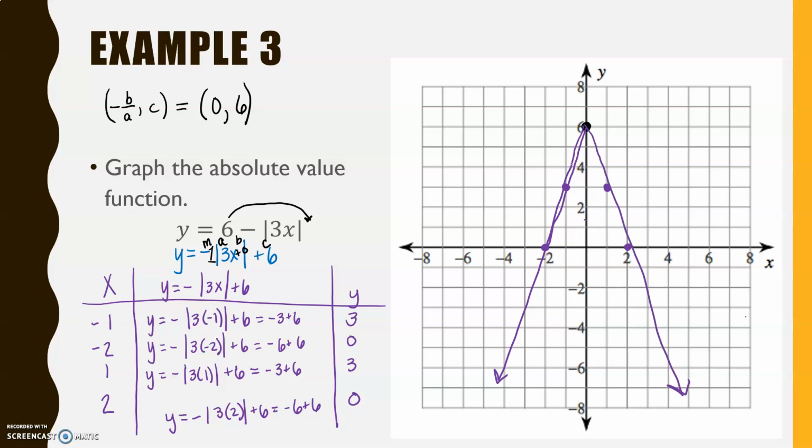Again, you can also check the slope here and make sure that the slope of each side of the absolute value function is the same. If I check the slope here, I'm going down 3, left 1. Here I'm going down 3, right 1. So it's the same height, same rise over run, just different directions.